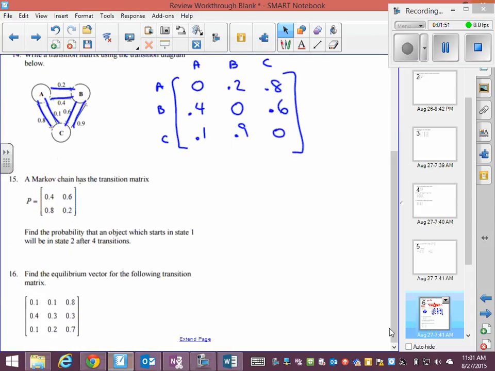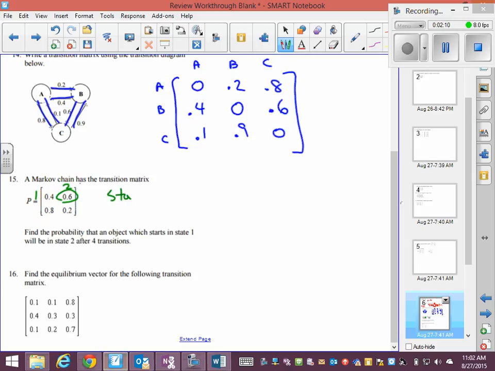15. A Markov chain has the transition matrix of that. Find the probability that an object which starts in state 1 will be in state 2 after 4 transitions. So if I'm going from state 1 to state 2, I'm talking about this position, but that's only one transition in the transition matrix. I want to go from state 1 to state 2 in 4 transitions. So what I need to do is take this transition matrix to the 4th. I'm going to take P to the 4th power. And I'm going to use a graphing calculator to do that.